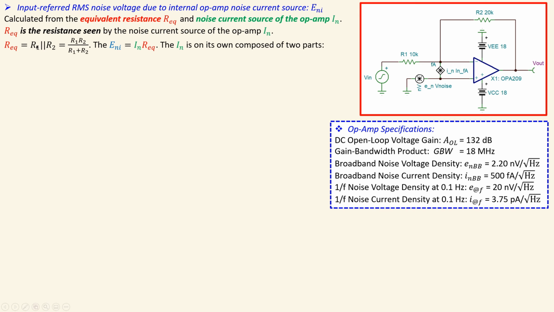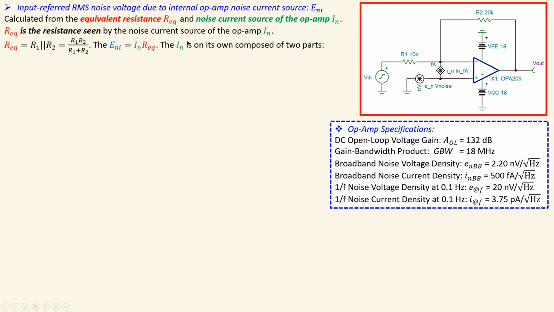That's actually what we have, the R1 in parallel with R2, and then this is the formula for calculating the equivalent resistance. The input referred RMS noise voltage due to this noise current source of the op-amp will be calculated using this formula, which is just Ohm's law. Once you know the equivalent resistance, you can multiply it by the noise current source of the op-amp, then you have the input referred RMS noise voltage, which is given by this symbol.